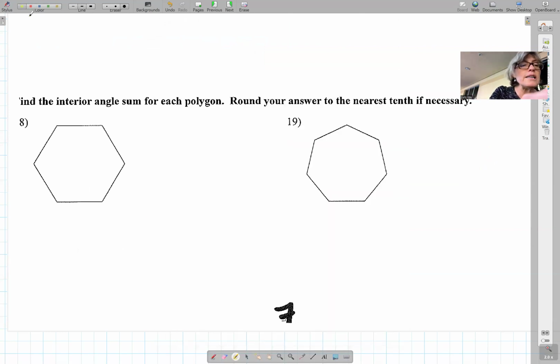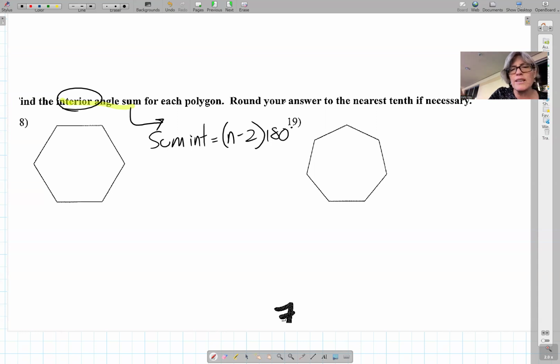It says find the interior angle sum for each polygon. And the song goes, the sum of interior angles, sides minus 2 times 180. The sum of exterior angles will always be 360. Each angle of a regular polygon, sum over sides. Ain't this fun? The sum of interior angles, sides minus 2 times 180. Take it from there. Count your sides. Plug it in.